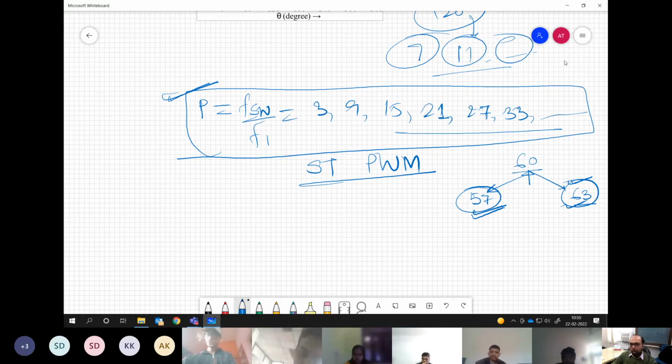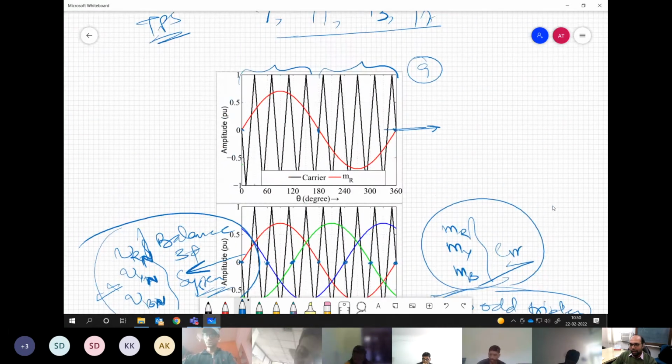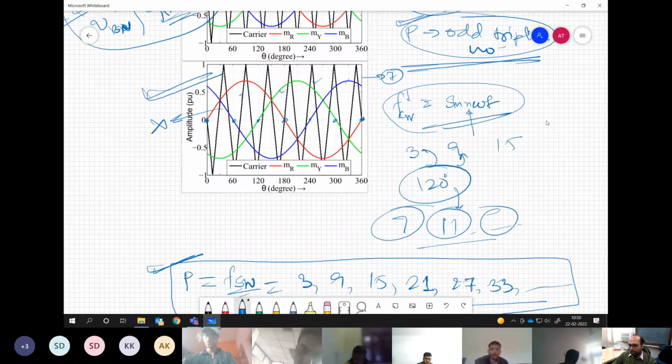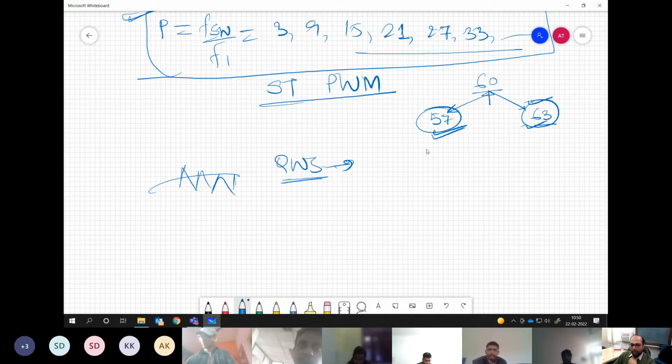Now, how about quarter wave symmetry? So far, we have not discussed anything about quarter wave symmetry. In general, in sine triangle PWM, we do not worry about quarter wave symmetry. Why? Because there are so many carrier cycles coming within the fundamental cycle. Even if the quarter wave symmetry is not maintained, what disturbance happens? First question is, do you remember what happens? We will have a phase shift in the fundamental component, right? Or in fact, in all the harmonics.